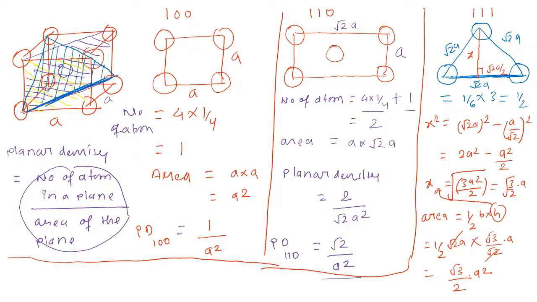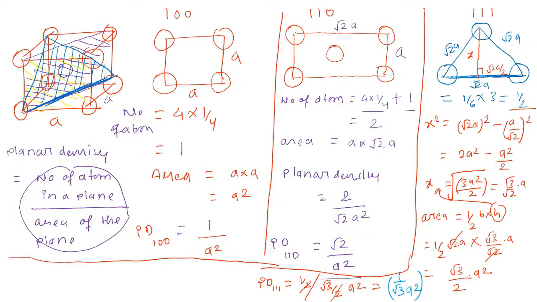So now we can calculate the planar density for the 111 plane. How many atoms do we have? 1/2, divided by the area, which is root 3 by 2 a square. So we will divide by root 3. Maybe let me write with a different color so that we can distinguish. So here what we have is 1 by root 3 a square. Now here we have got the results.